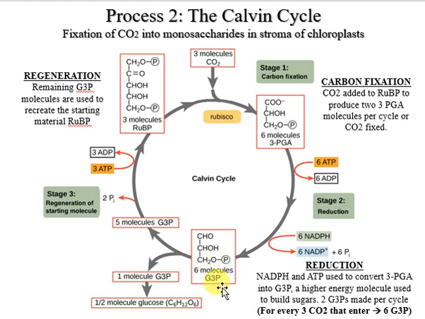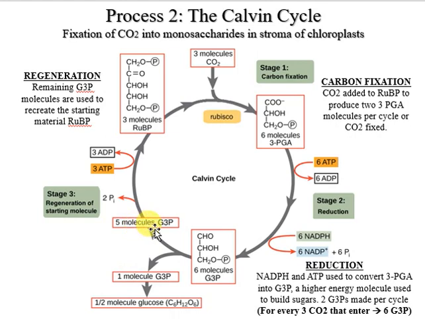But not all 6 will be used to build sugar. Only 1 is. So only 1 molecule of the 6 total G3P will leave the Calvin cycle to serve in the net gain of a carbohydrate. Right? That net gain will either be 1 molecule of G3P or its equivalent, which is half a molecule of glucose. Right? Again, this guy will be used to synthesize other carbohydrates.